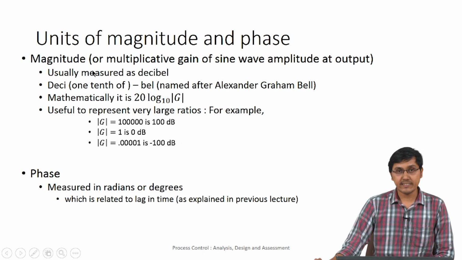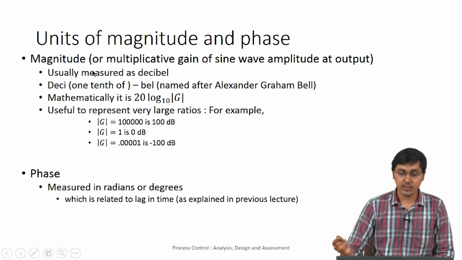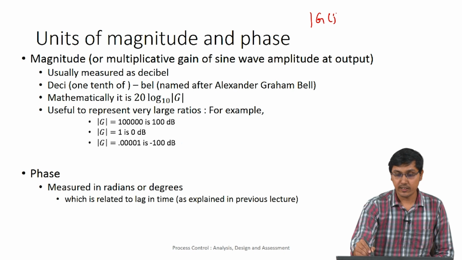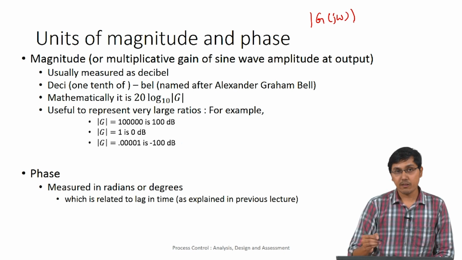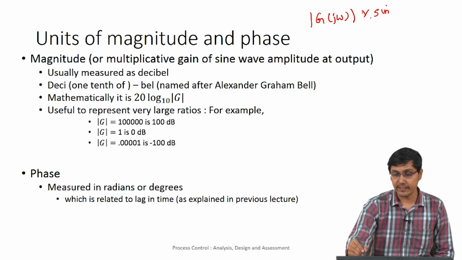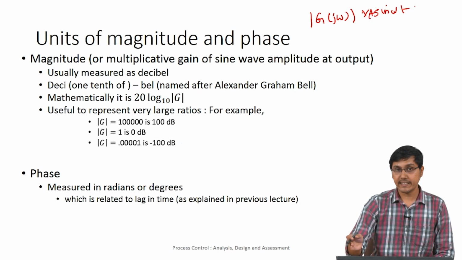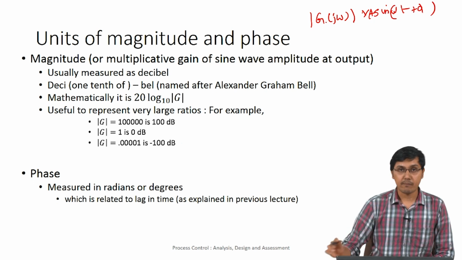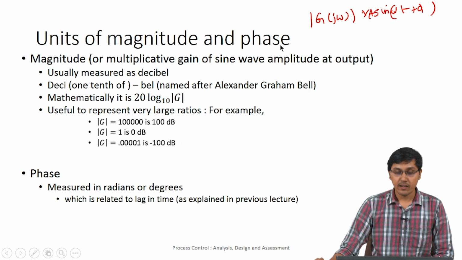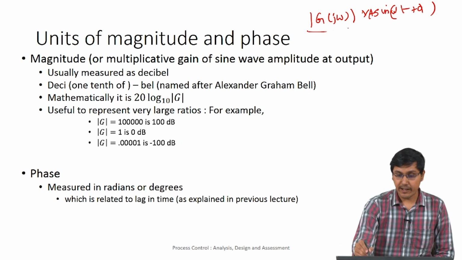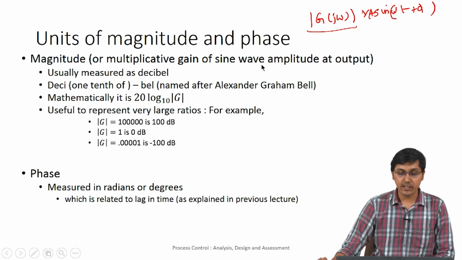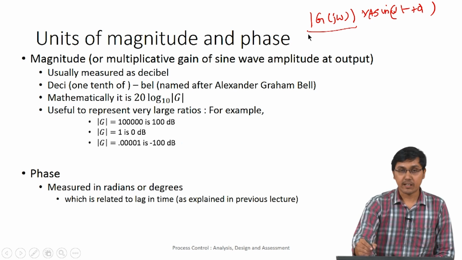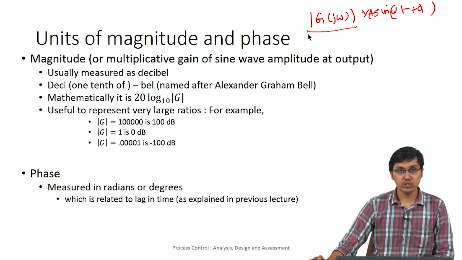When we say magnitude, it is the magnitude of G(jω), which is nothing but the multiplicative gain that we apply to the sine wave. If the input sine wave is A sin(ωt), the output steady state sine wave is going to be A sin(ωt + φ) times the magnitude of G(jω). This is what we call magnitude, and we are going to use a special unit called decibel to represent this magnitude. This is a number which is a gain, and we are going to use decibel to measure it.